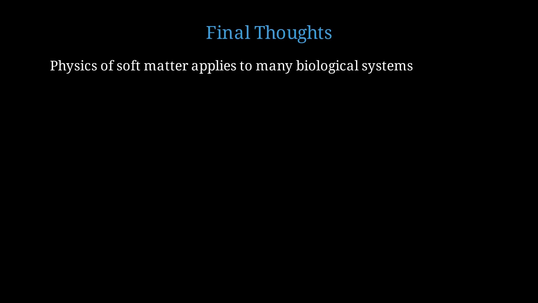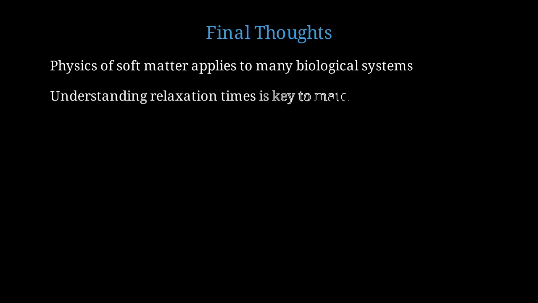The stretching of cheese is a beautiful example of how complex macroscopic behavior emerges from simple molecular interactions. The physics of soft matter and viscoelasticity we've discussed here applies not just to cheese, but to many biological systems, including mucus, spider silk, and even the cytoskeleton of cells. Understanding relaxation times and how to control them through temperature, composition, and processing is key to designing materials with desired properties.